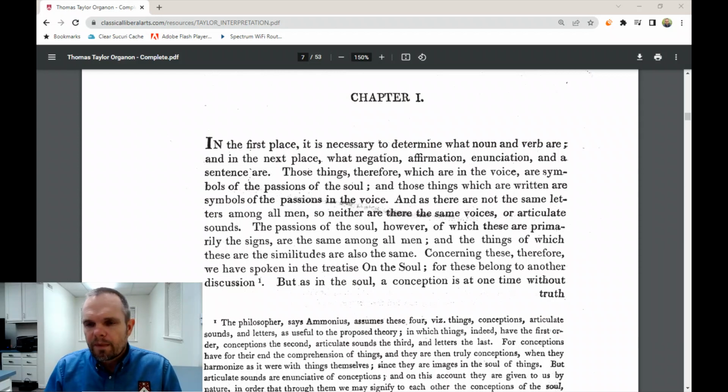Let's continue reading. Those things, therefore, which are in the voice, spoken things, those things which are spoken, not just ideas, those things which are spoken are symbols of the passions of the soul. Spoken things, spoken words, are symbols or signs of passions of the soul. To understand what he means here, we first need to understand this idea of passions of the soul. It's actually a very simple thing to understand.